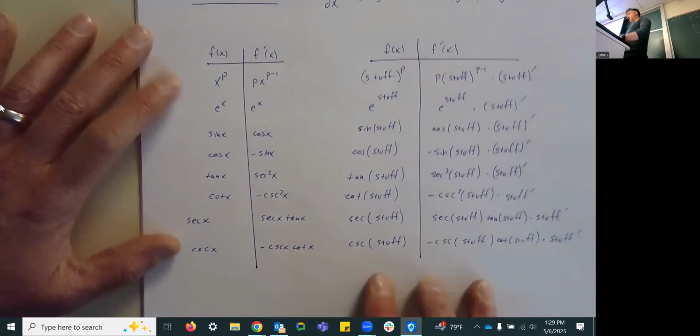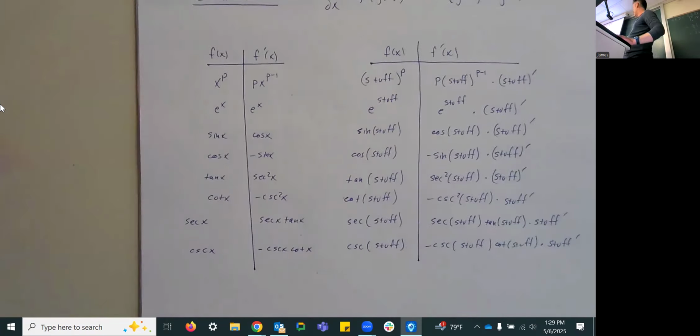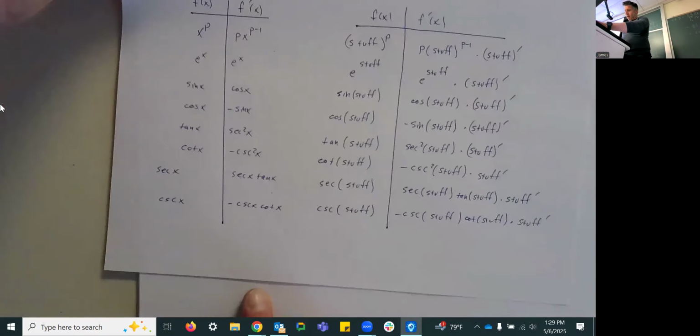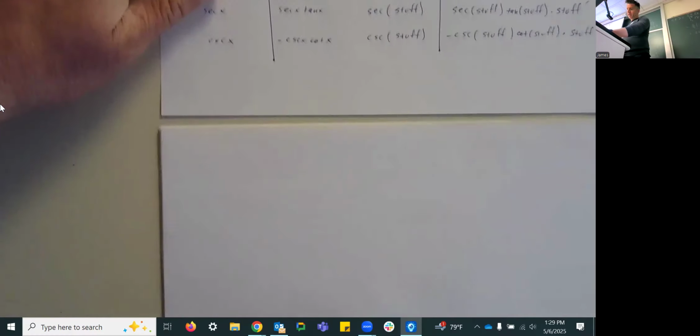We'll definitely post this on Canvas as well, so you can see it there if the picture here doesn't turn out great. And then I will just say 2 quick examples here.